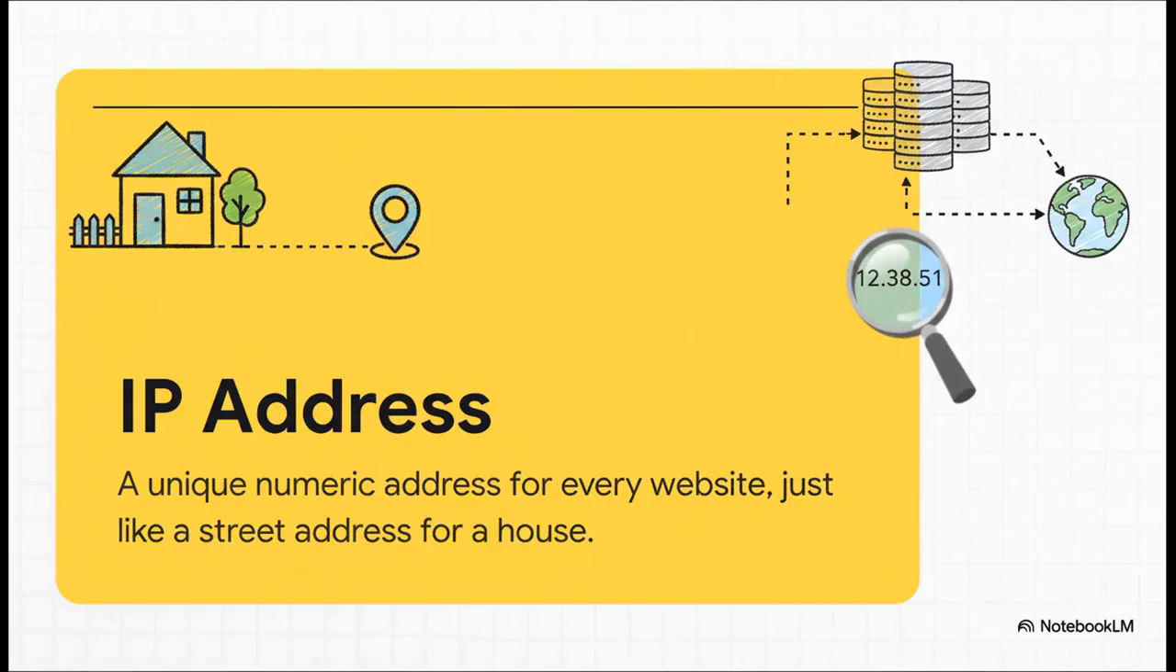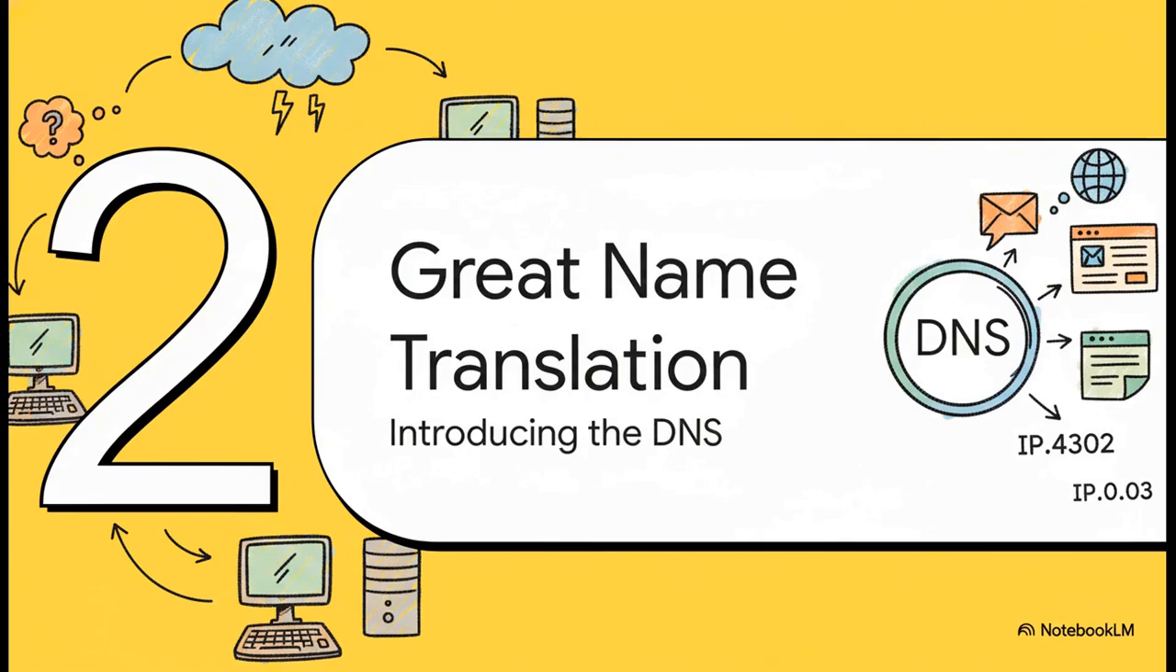And that precise location is called an IP address. You can think of it as the internet's version of a street address for a house. It's this unique string of numbers that tells your computer exactly which server, out of all those billions, is holding the data you're looking for. So, how do we get from the name we all know and love to the number the computer needs? Well, that's where the first hero of our story comes in.